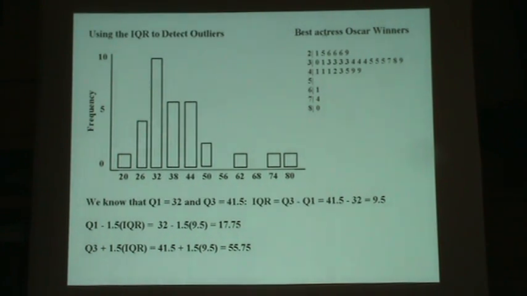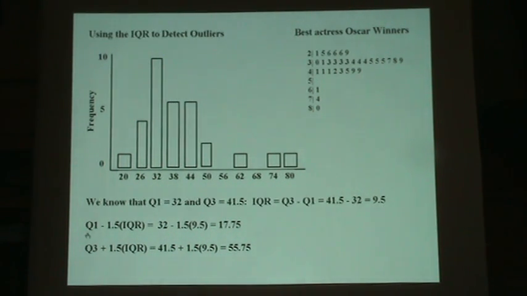This is our Best Actress Award winners again, our Oscar winners, and this is the data set right up here. And here is the histogram of that data set. Now, we know that Q1 in our data, because we've already computed it, is 32, and we know that Q3 is 41.5. And we know the interquartile range is Q3 minus Q1, which was 41.5 minus 32, and we had computed it on the previous screen, and 9.5 was our interquartile range.